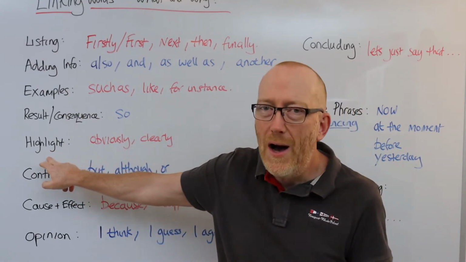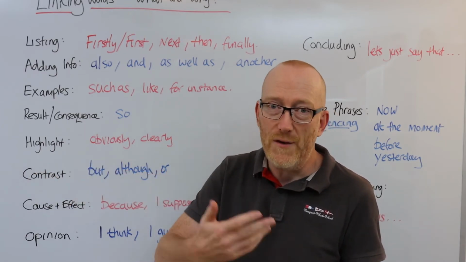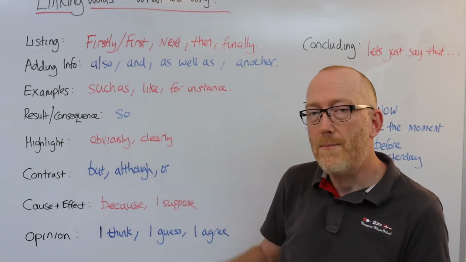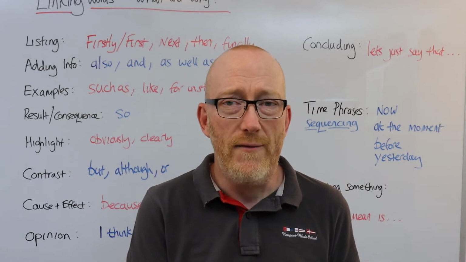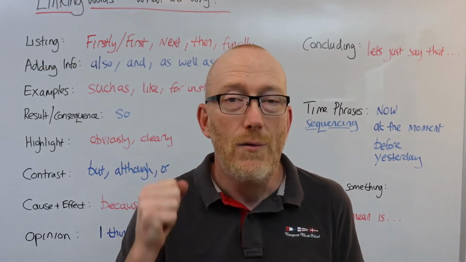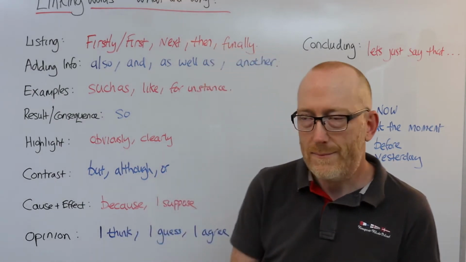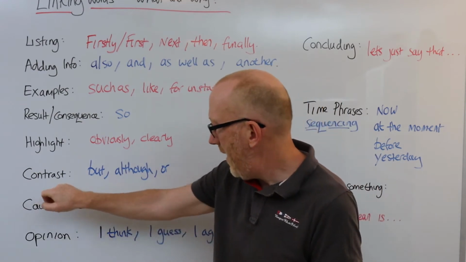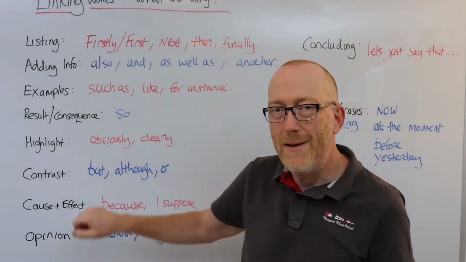If you want to highlight something that you believe is an important part of your sentence or your paragraph, obviously, clearly. Obviously, my car breaking down was an important event. Clearly, ringing the mechanic was the thing to do. Obviously and clearly.